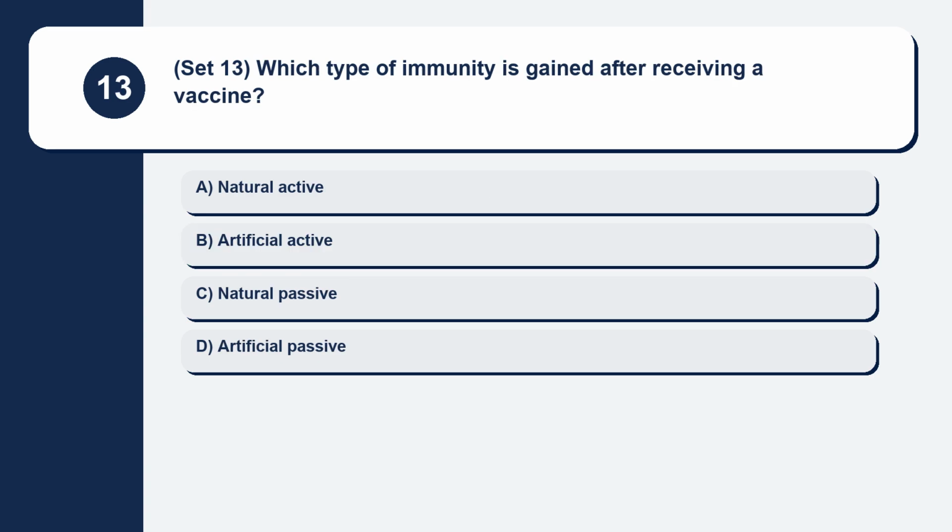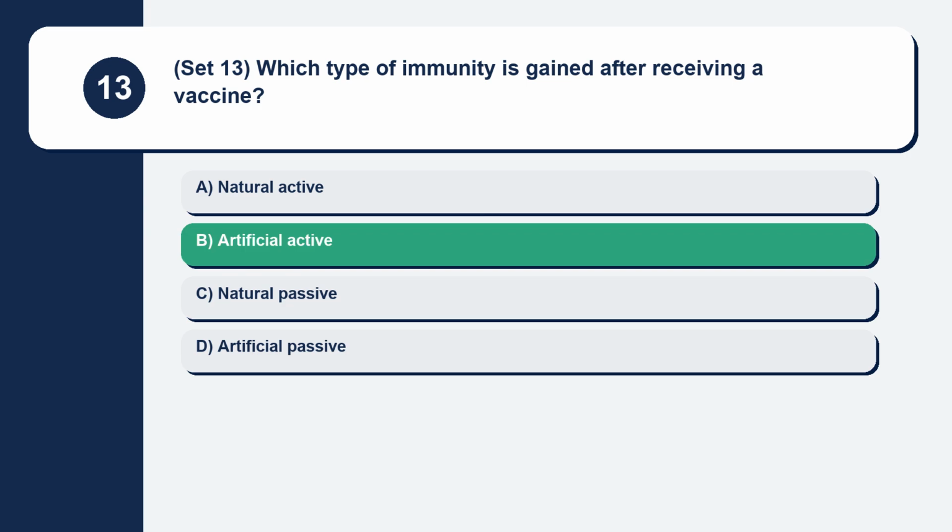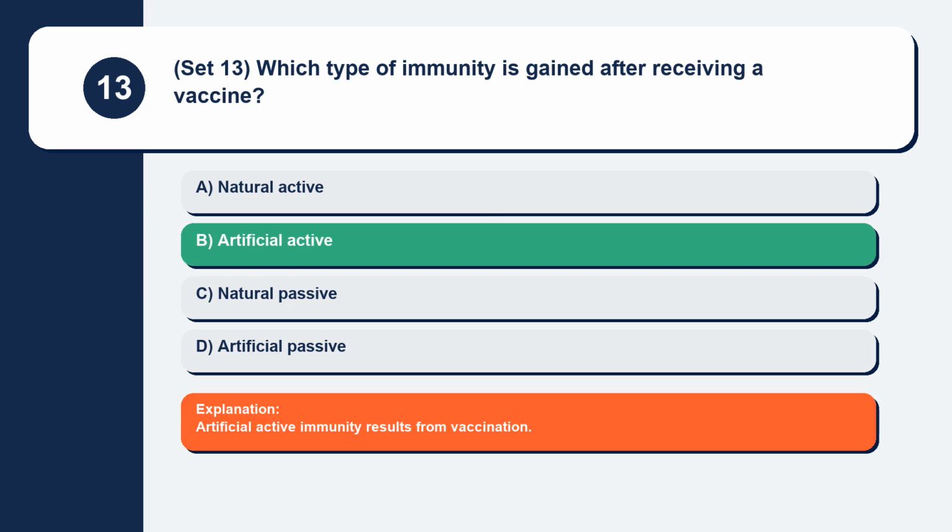Question 13. Set 13. Which type of immunity is gained after receiving a vaccine? Natural active, artificial active, natural passive, artificial passive. Artificial active immunity results from vaccination.